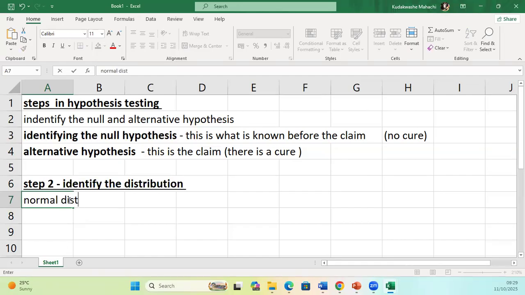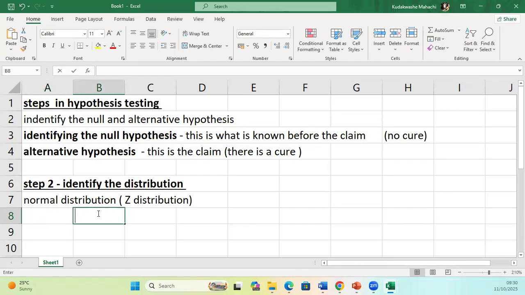So normal distribution, we can have the normal distribution, which is also called the Z distribution. So you identify which distribution you are going to deal with. When do we use the normal or Z distribution? The normal or Z distribution is used under the following cases. We are using the Z distribution or normal distribution, provided that the standard deviation is known.